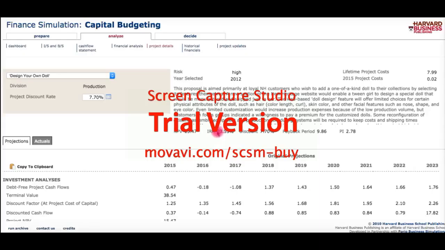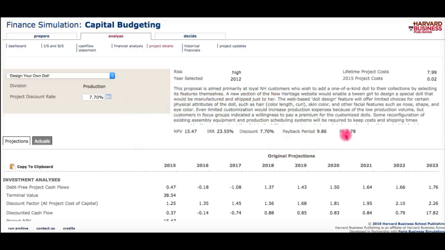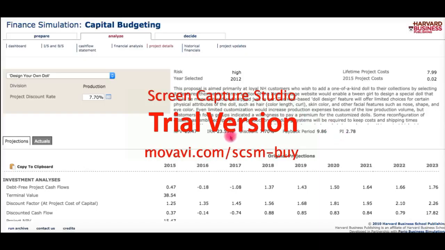And then one of the other numbers you want to look at is PI, profitability index, and that is another number that you want to be high. So the three numbers that you want to be as high as possible are profitability index, internal rate of return, and net present value, excuse me.